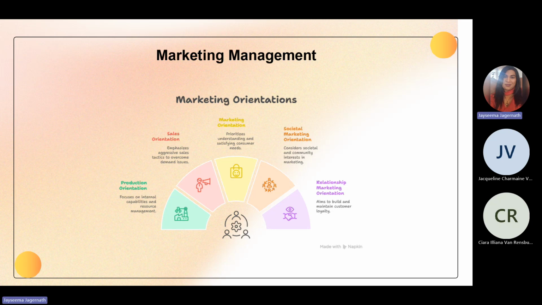Okay, so when a company decides on a marketing strategy, they don't just create one. There are a few different types of marketing strategies with different focuses that we can look at.